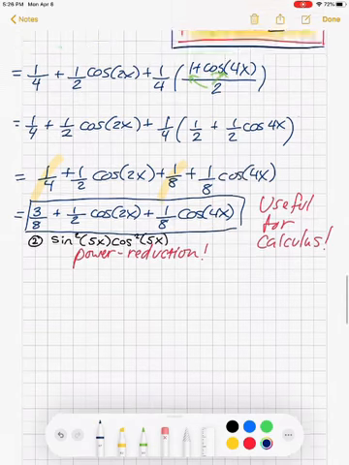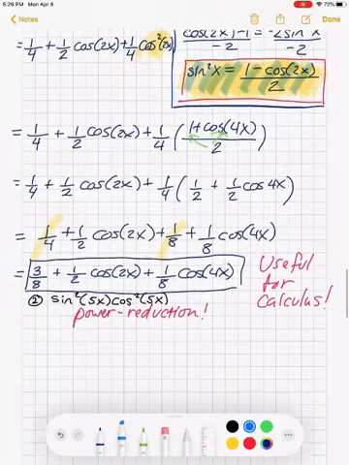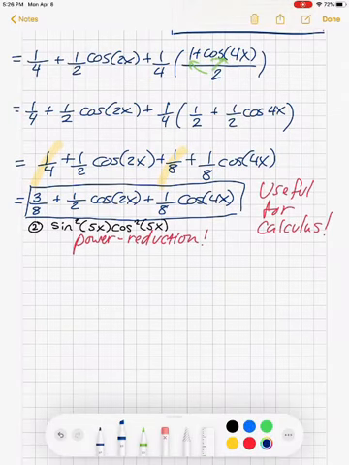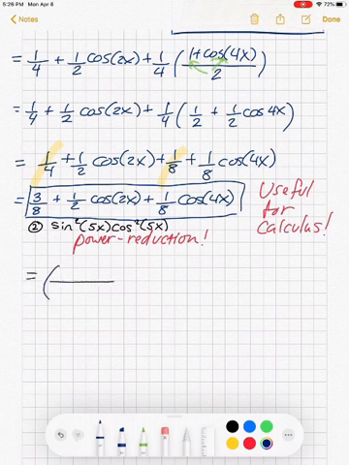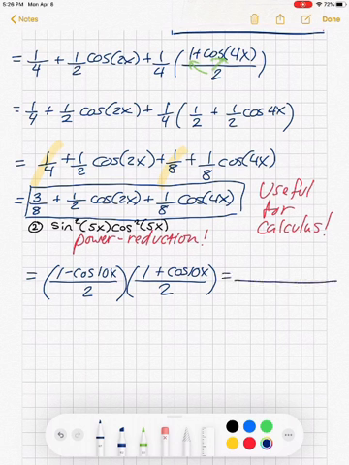Okay, so I'm looking back up at my formulas. Those are right over here. This one and that one. Okay, so sine squared and cosine squared: 1 minus cosine, double that, and 1 plus cosine, double that. Multiply straight across.